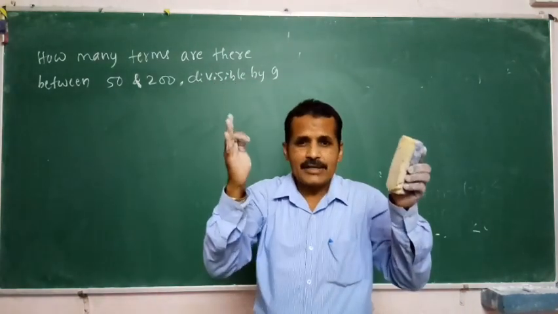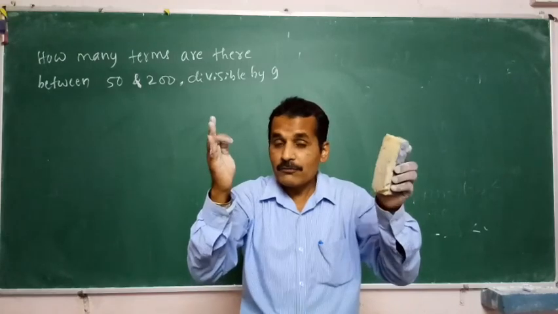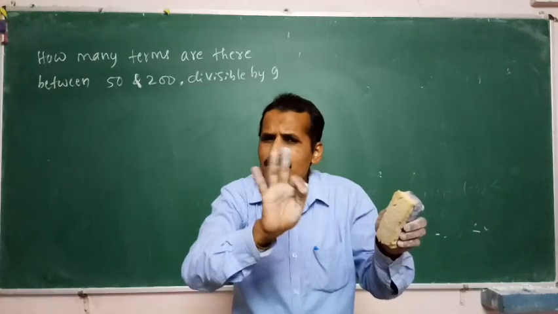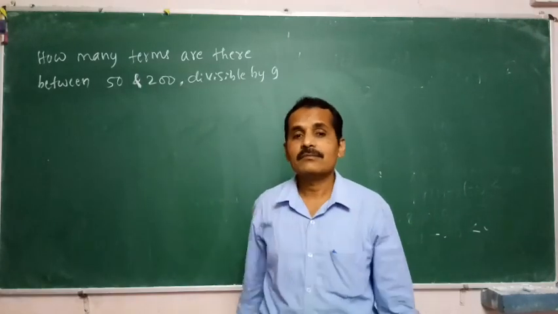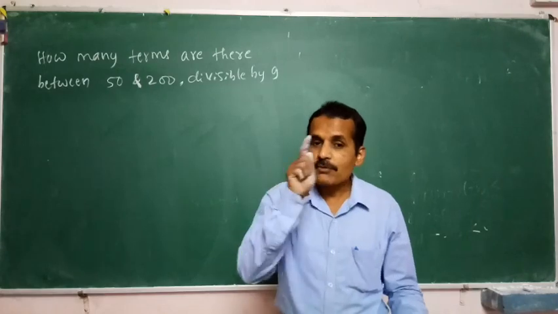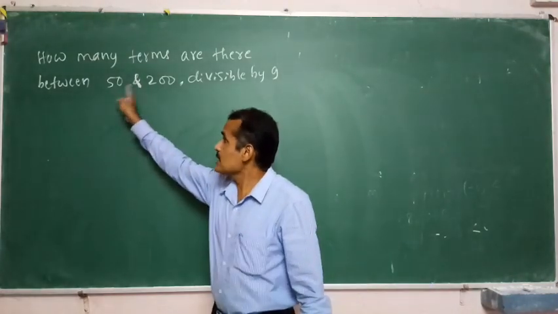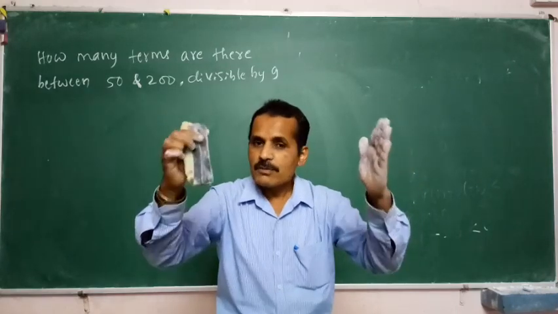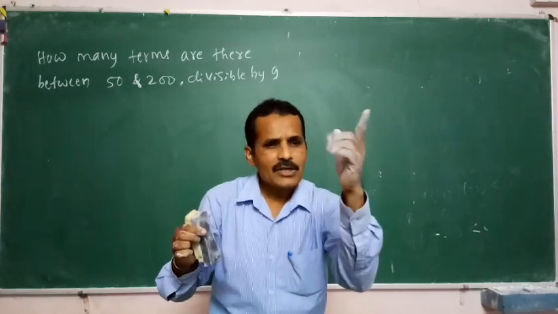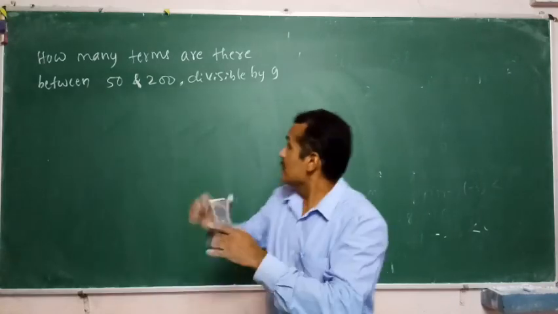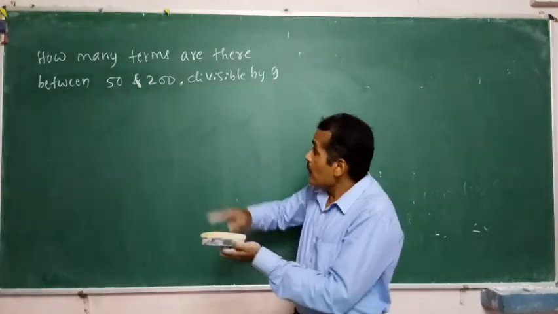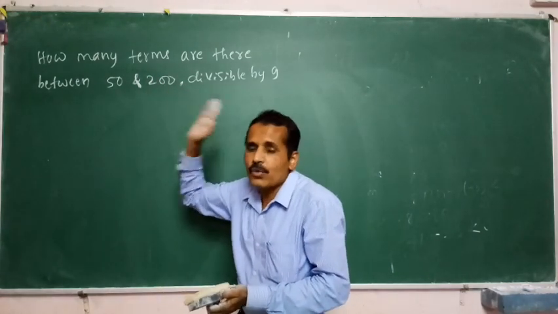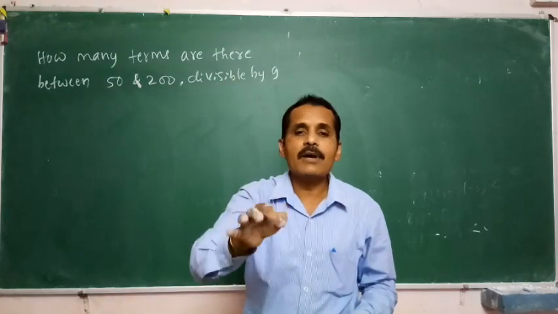In between 50 and 200, how many terms are there, simply not terms, divisible by 9. That means, what is to be found first? After 50, because the range is given 50 to 200, what is my work now? After 50, which is the very next number divisible by 9. I have to find before 200, that means slightly less than 200, which is the number divisible by 9.